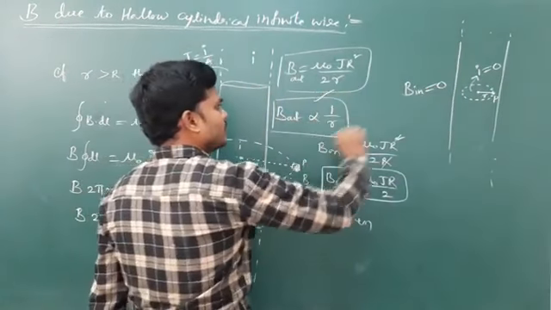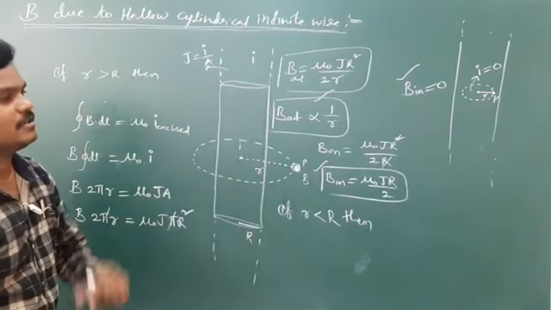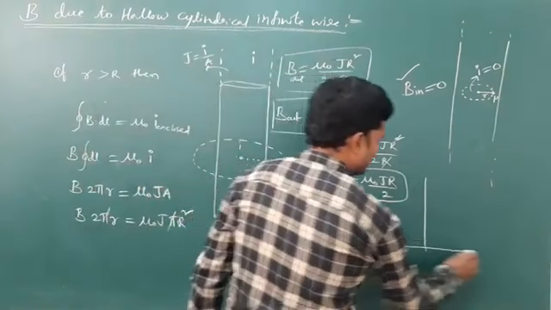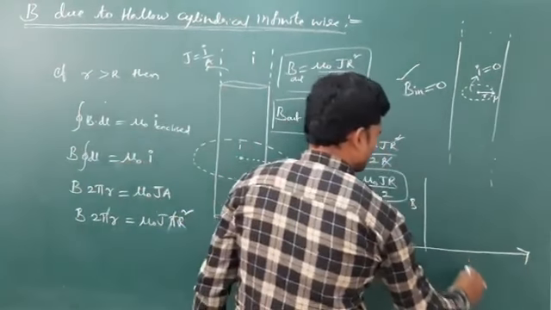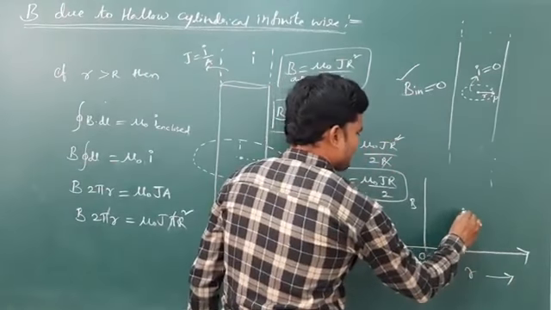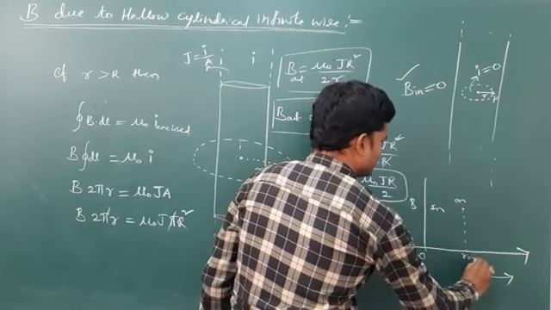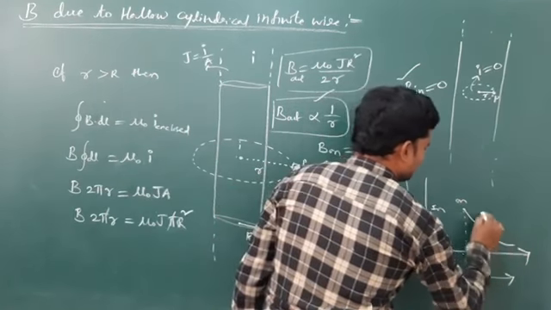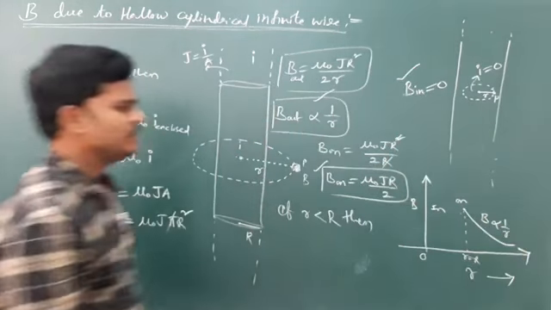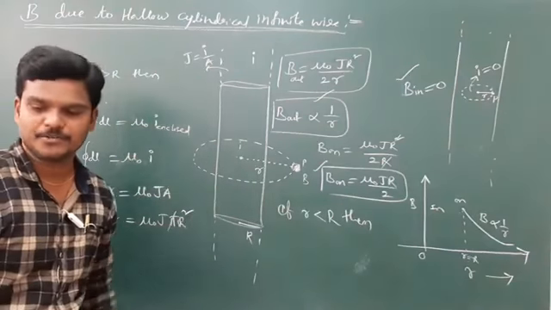Now B outside we got, inside and on. Just by using this data, plot a graph. Okay, now let me plot a graph, B with respect to distance. So this is inside, and this is on, nothing but r is equal to R. Outside, B is inversely proportional to r. Okay, so this is the graph. Take this and let me continue.